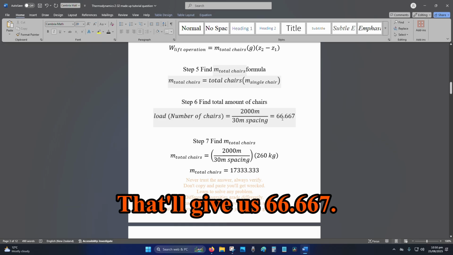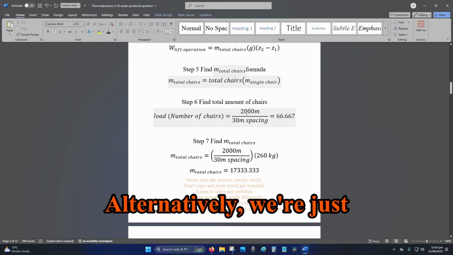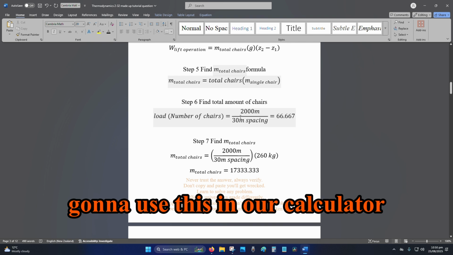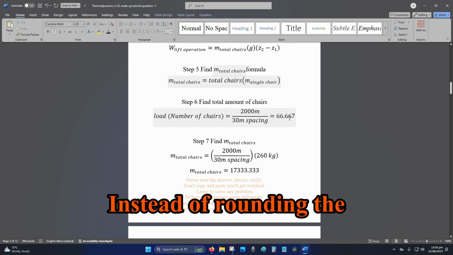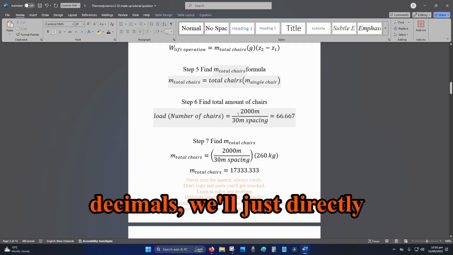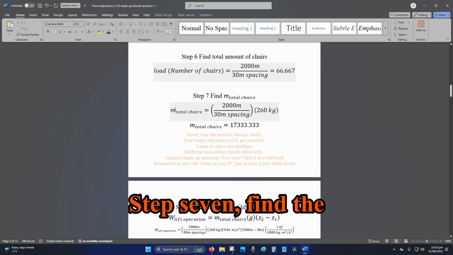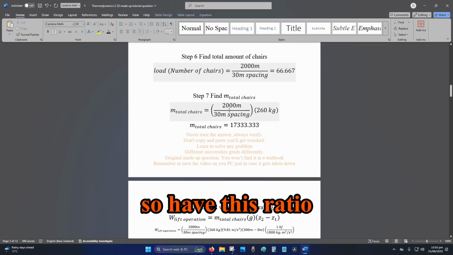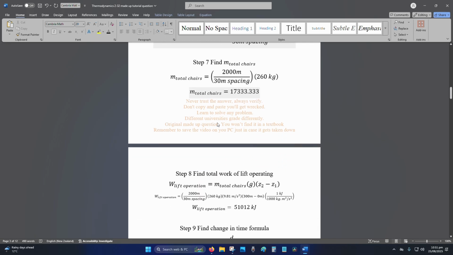That'll give us 66.667. Alternatively, instead of rounding the decimals, we'll just directly put this ratio into our calculator. Step 7, find the total mass of the chairs. So have this ratio multiplied by 260 kilograms.